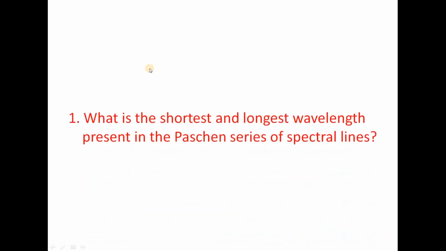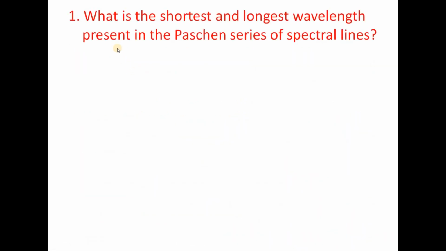Now let us start with the first problem. So this is the first problem. This is a problem in the NCERT book, an exercise problem. What is the shortest and longest wavelength present in the Paschen series of spectral lines? Now as we know by this time, for the Paschen series, the transition has to take place from n greater than or equal to 4 to n is equal to 3.